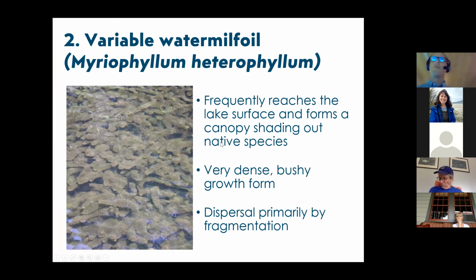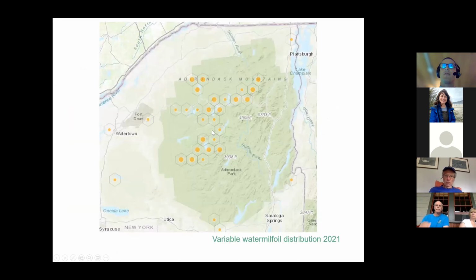Another one is variable water milfoil, or called variable leaf water milfoil. In the same genus, has that same feather-like leaf, but it is very dense. So it grows much denser than Eurasian water milfoil and has what they call a very bushy look and appearance. It also spreads primarily by fragmentation. Here is a distribution of variable water milfoil. You can see it more on the northwestern side of the Adirondack region.